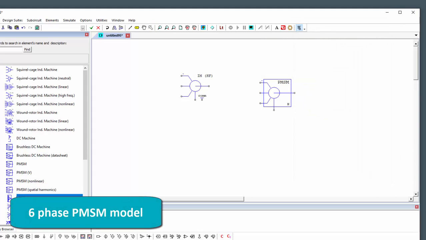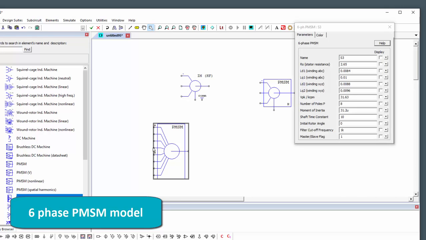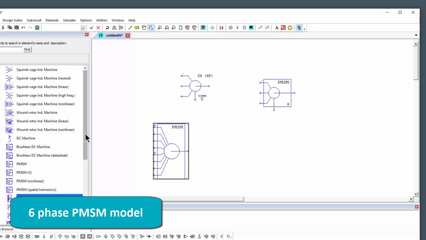The next one to talk about is the six-phase PMSM model. Not too much to say about this one. It's a six-phase PMSM. Put in the parameters and away you go.